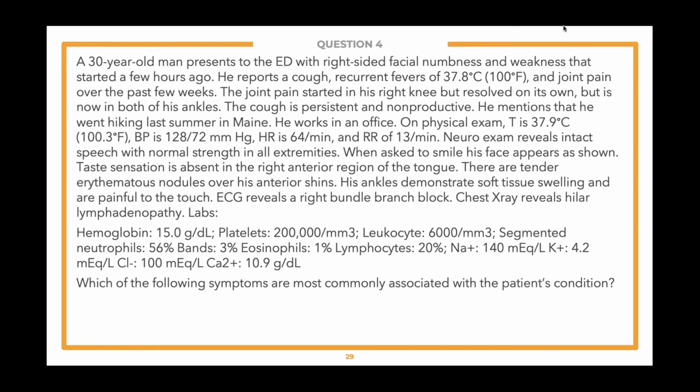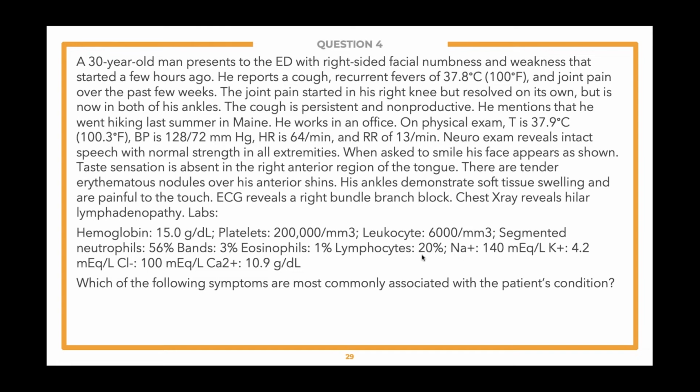All right, I see some responses coming in. Let's take a look at that vignette. A 30-year-old man presents to the ED with right-sided facial numbness and weakness that started a few hours ago. He reports a cough, recurrent fevers of 37.8 Celsius, and joint pain over the past few weeks. The joint pain started in his right knee but resolved on its own, but is now in both of his ankles. The cough is persistent and non-productive. He mentions that he went hiking last summer in Maine. He works in an office.